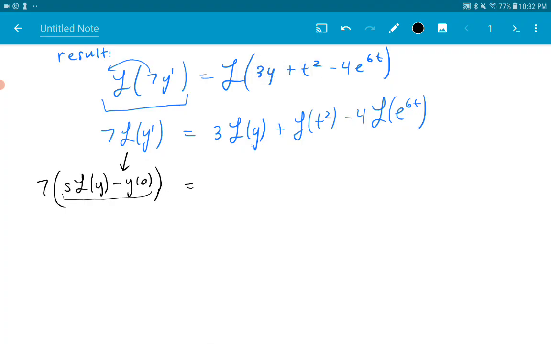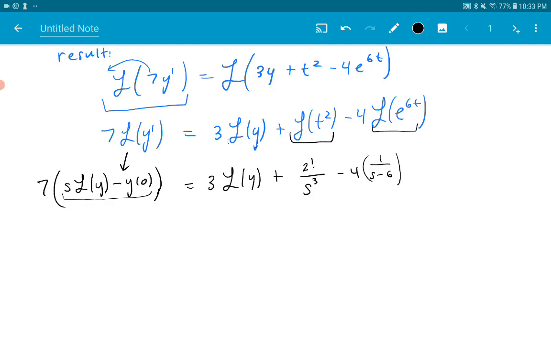Okay, on the right-hand side, well, this is just the Laplace transform of y. We don't know what y is, so we can't figure that out yet. So this is 3 times the Laplace transform of y, plus, although we can figure out this one. This is the Laplace transform of t squared. Hope we remember this. This is n factorial, so 2 factorial over s to the 2 plus 1, which is s cubed. And then the last term, minus 4 times the Laplace transform of e to the 6t, hopefully remember that one. That's 1 over s minus 6.